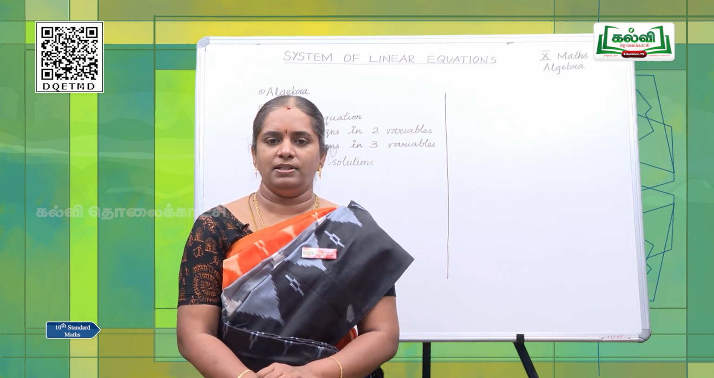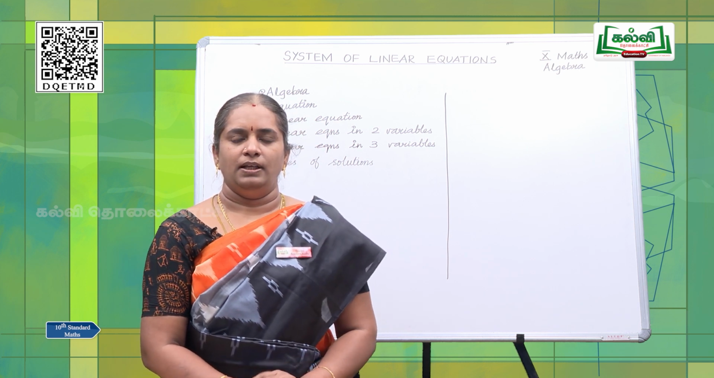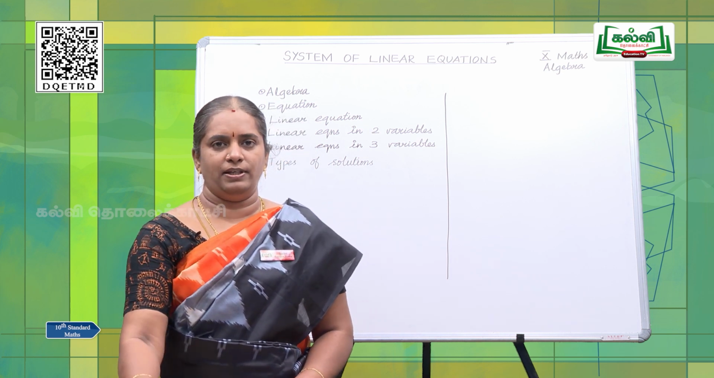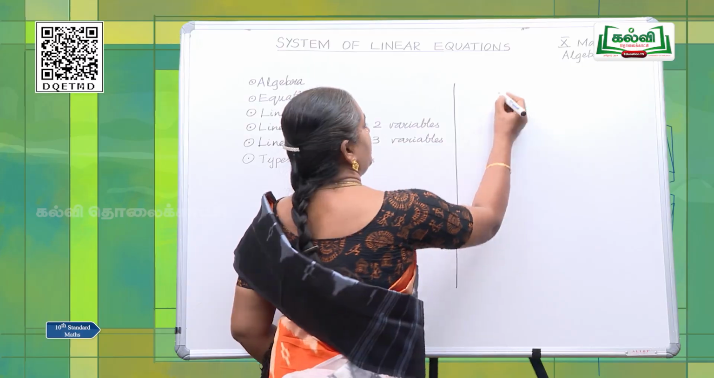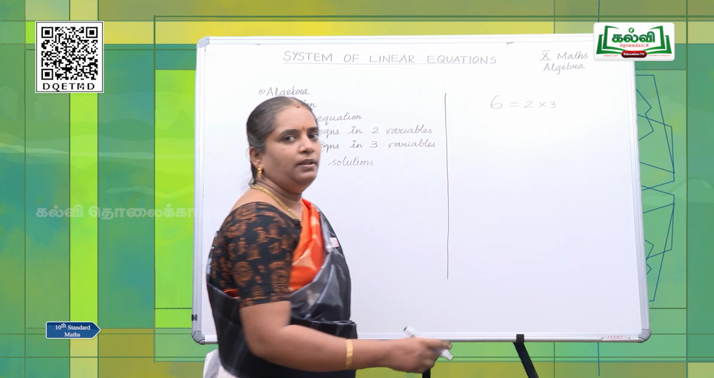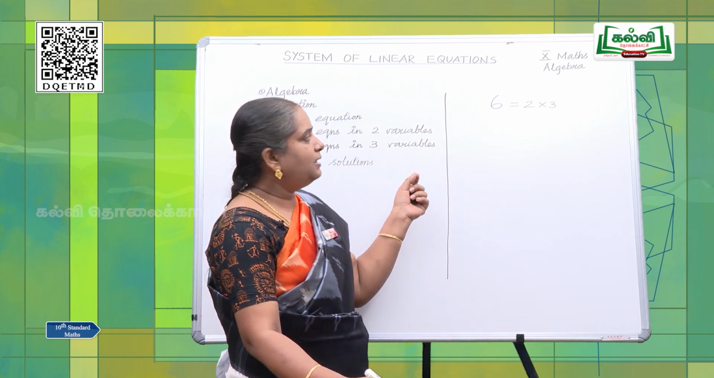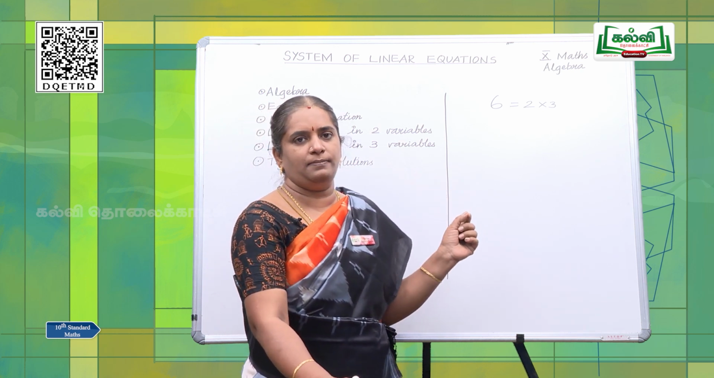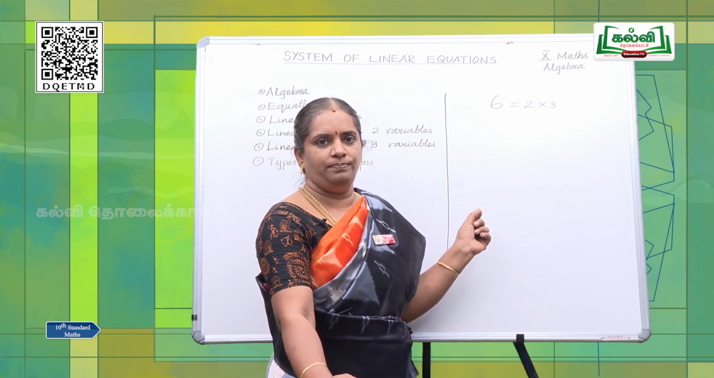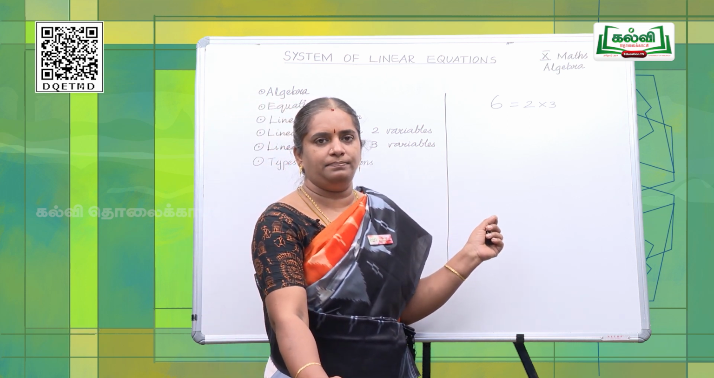See, an equation contains an equals symbol in it. A statement which contains an equals symbol is called an equation. It may contain numbers. That is, we can say that 6 is equal to 2 into 3. So, 6 equals 2 into 3 is an equation having numbers. The left side and right side of this equation are one and the same. They represent the same thing. So, it is called an equation.